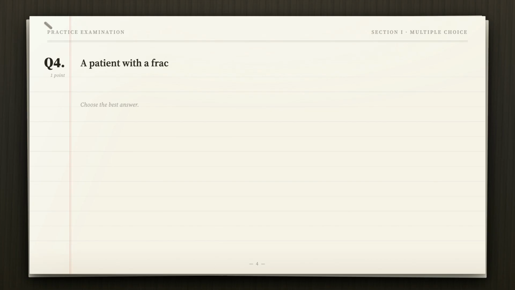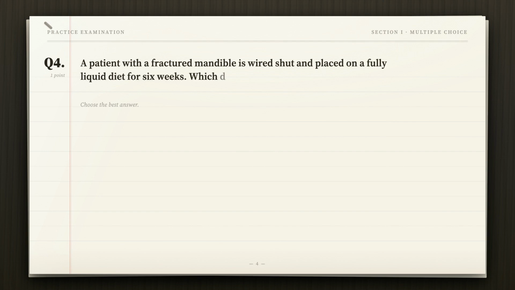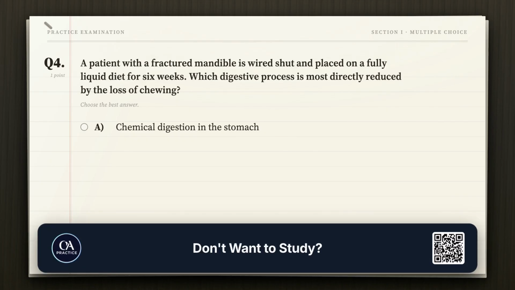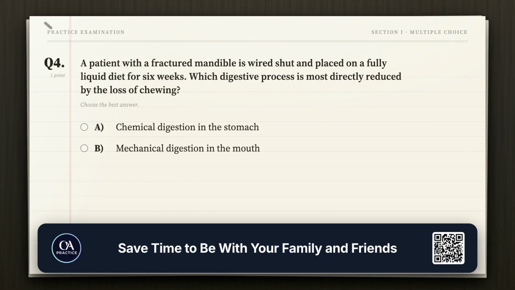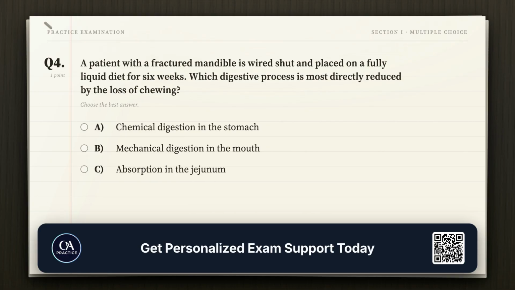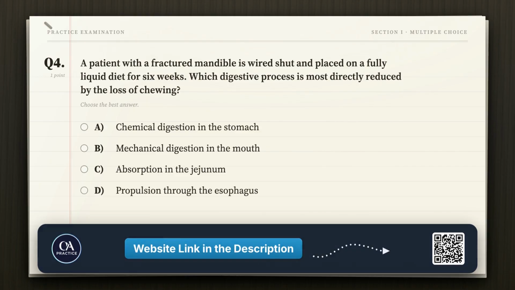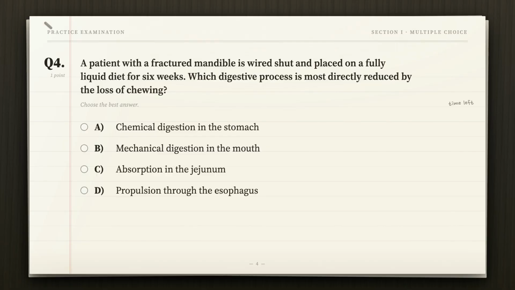Question 4. A patient with a fractured mandible is wired shut and placed on a fully liquid diet for 6 weeks. Which digestive process is most directly reduced by the loss of chewing? Your options are A. Chemical digestion in the stomach. B. Mechanical digestion in the mouth. C. Absorption in the duodenum. D. Propulsion through the esophagus. What's your answer? Commit to one before I continue.